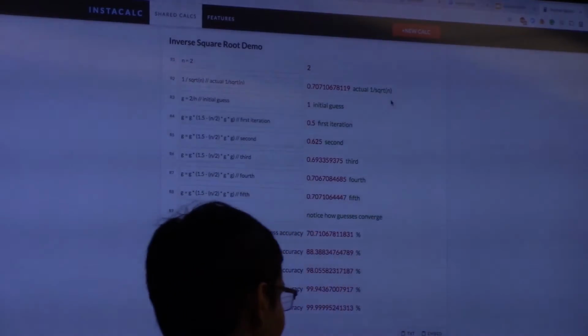Again, close but not close enough. Then we get 0.69, 0.70, 0.707. And then that gets very close. That's super nice for us. We have 99.999% accuracy, which is good. We don't need to be 100% accurate, at least not in gaming anyway. Okay, questions? Cool, okay.